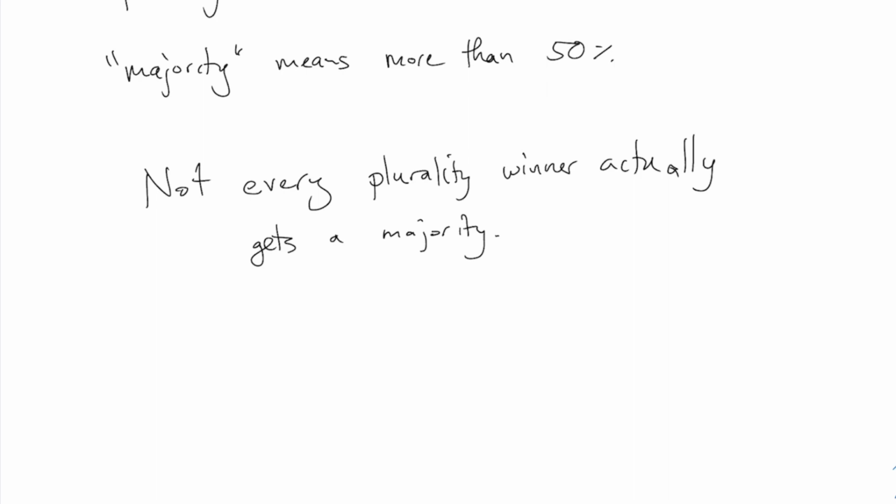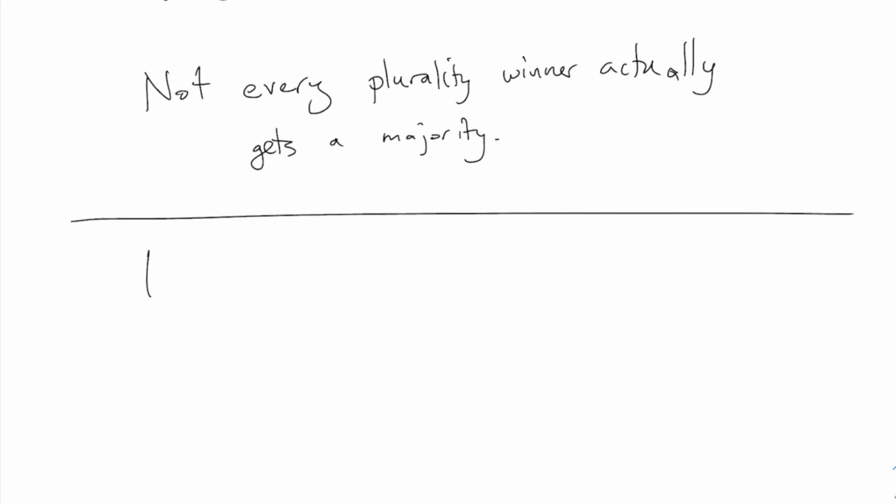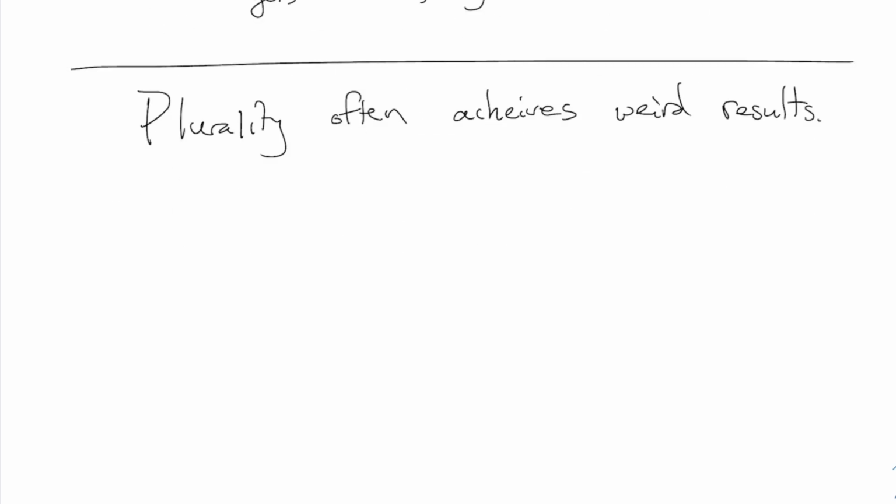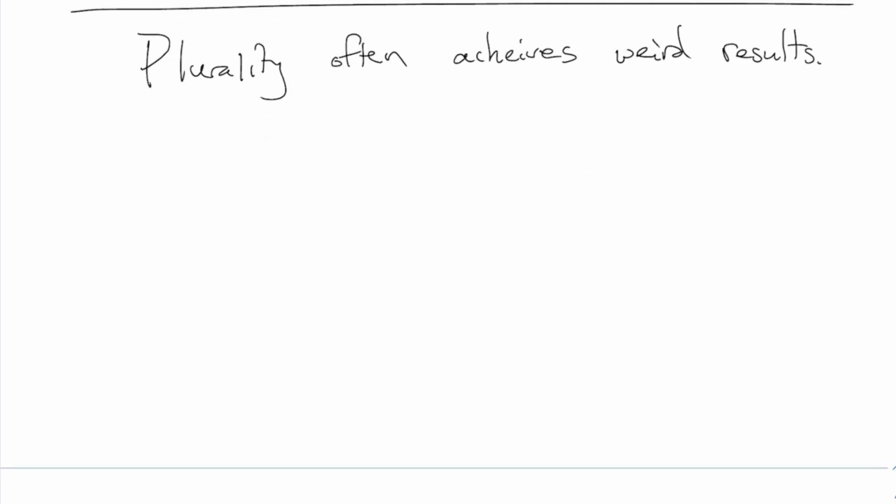Plurality is a simple system. It's easy enough to do, but often it gets weird results. So what I want to talk about is a specific example in American history, fairly recent history, where the election used the plurality system, but because of the plurality system, we got a result which is a little counterintuitive.